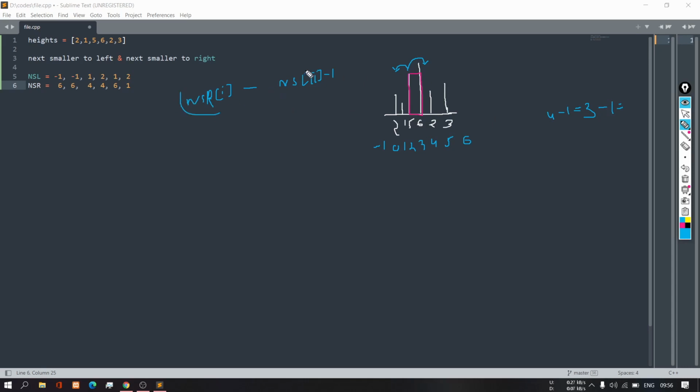So you got the width. Let me write it as W. And what is the area? It is width into height. What is the height of this bar? The height of this bar is 5. So the area will be width into height. My width here is 2, as I do 3 minus 1, it is 2. So it is 2 into the height, 5, and it comes out to be 10. Similarly, you do this same thing for all the elements.